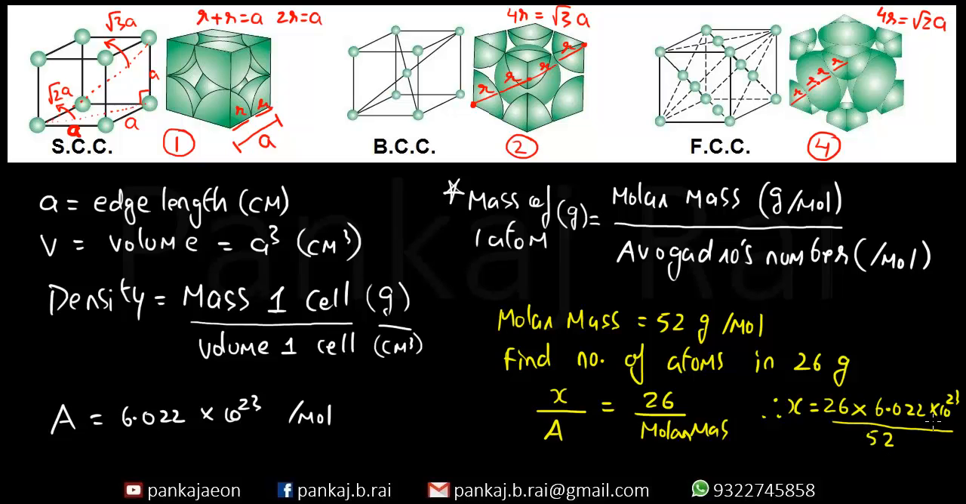Now Avogadro number is in per mole, this is in gram per mole and this is in gram, so every unit will get cancelled and you will have just a constant. Here it will get divided by 2. So the number of atoms would be 3.011 into 10 raised to 23. So this covers each and every numerical related to solid state.